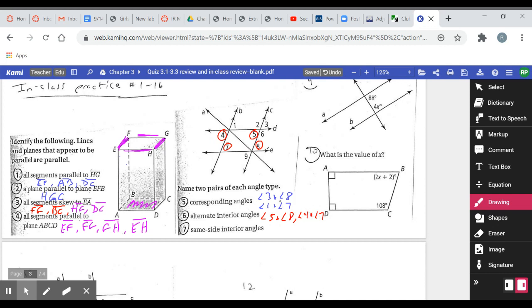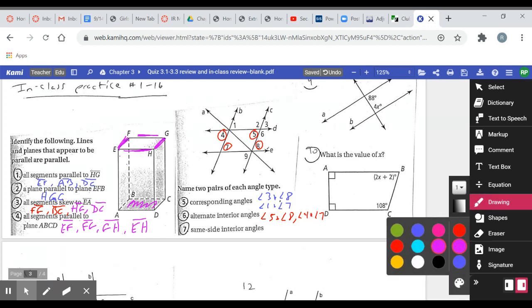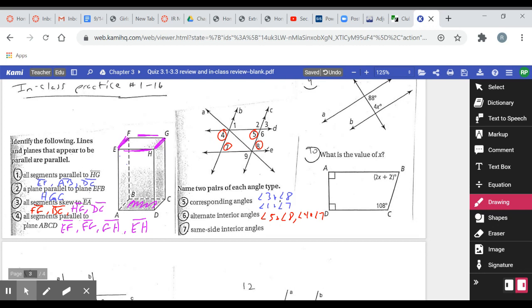Okay, and then for same side interior angles, let me erase these first of all. For same side interior, we've got 6 and 8. And another set, you might not be seeing them because they're kind of facing the other direction, but angle 1 and angle 2 would be same side interior.